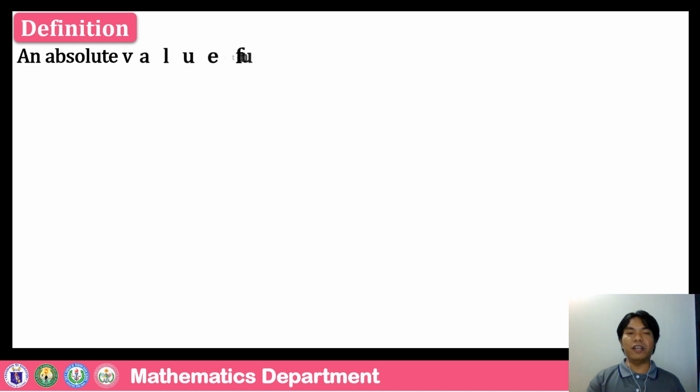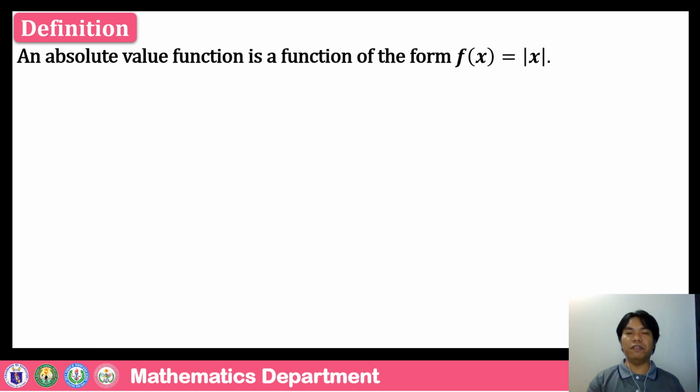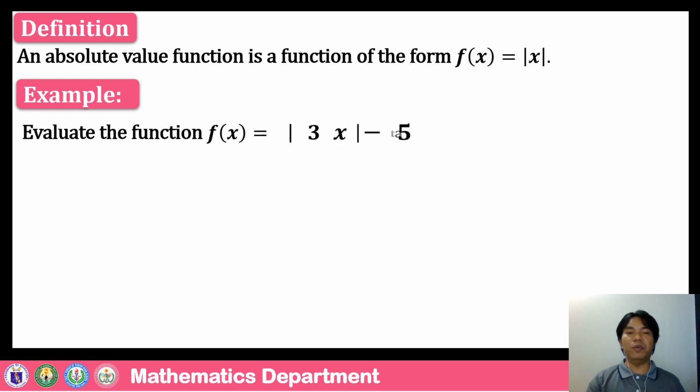Ang susunod na function na ating pag-uusapan ay ang absolute value function. An absolute value function is a function of the form f of x equals absolute value of x. Example, evaluate the function f of x equals the absolute value of 3x minus 5 at x equals 8 and at x equals negative 2.5.